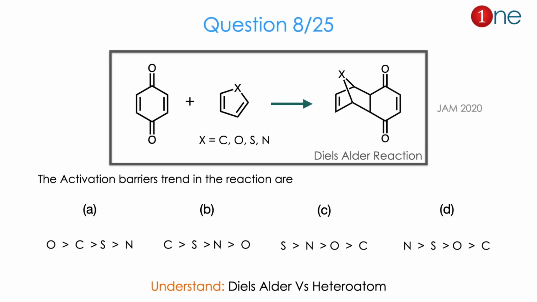Then let us look at the next question. The starting material they gave is a quinone kind of compound and a substituted diene. The substitution can be a heteroatom, carbon, oxygen, sulfur or nitrogen. Here they gave the possible products. They are asking the activation barrier trend in the reaction. You have to guess which one has high, which one has low. From the question and possible answers, you might realize the question is really about the Diels-Alder reaction versus heteroatom. The answer is C. Let us see how.